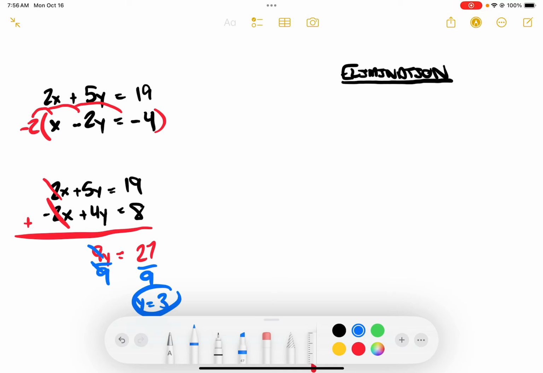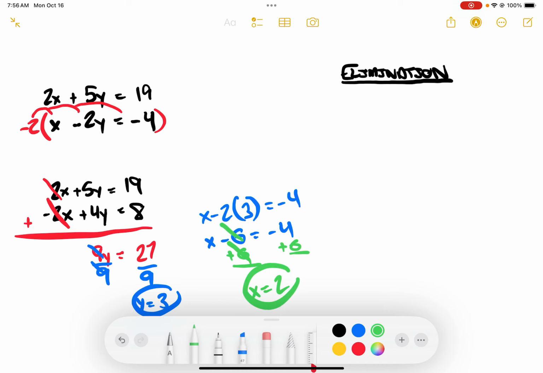And that goes back in. x minus 2 times y equals negative 4. Negative 2 times 3 is negative 6. And now that's a one-step. I just have to add 6 to both sides. Negative 4 plus 6 is positive 2. And that is my coordinate of intersection.